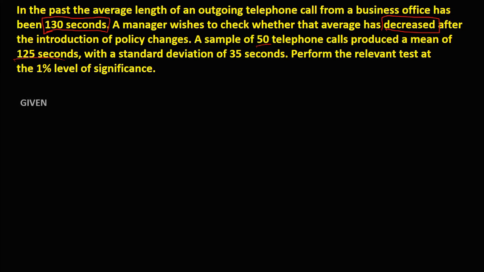First, we need to list all the given. The sample size: a sample of 50 telephone calls. Then the mean: produce a mean that's 125 seconds. So this one is the sample mean. Then for our standard deviation, that's 35 seconds. And for the hypothesis mean or the population mean, that's 130 seconds.